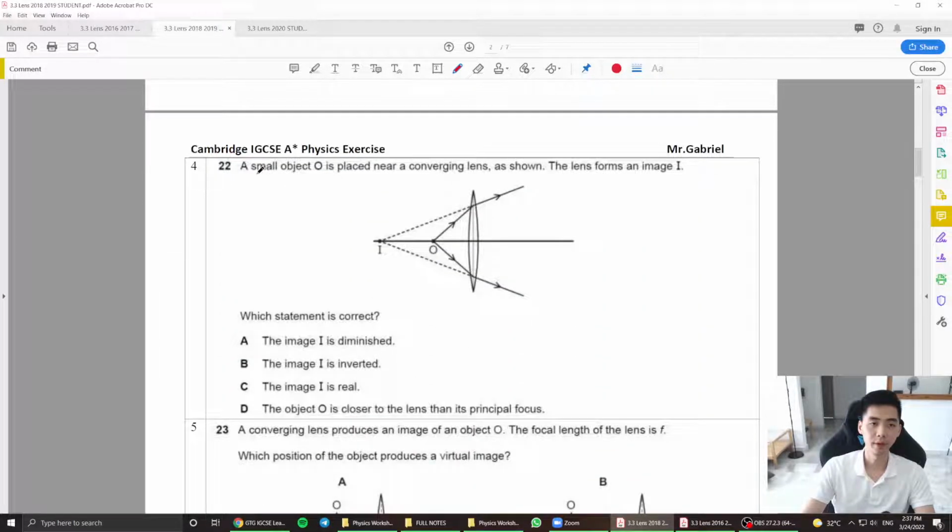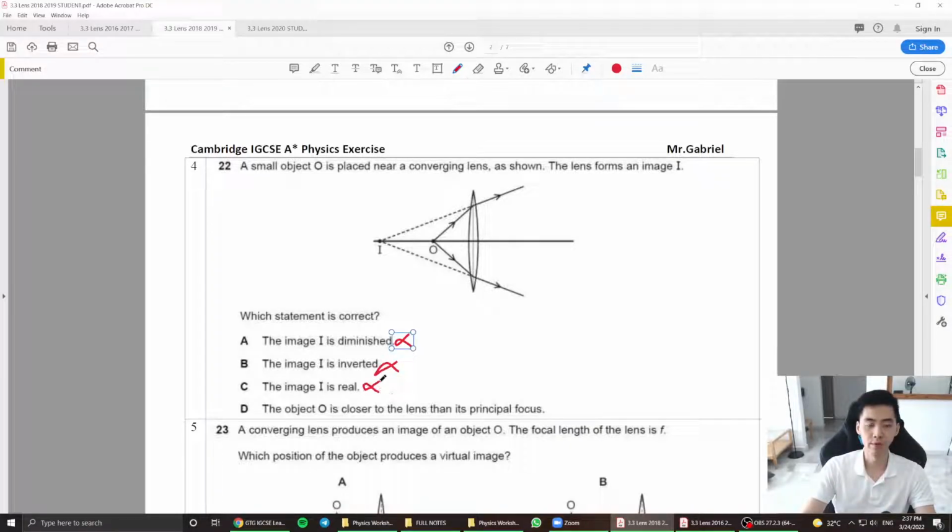Alright, then after that, a small object O is placed near a converging lens as shown. The lens forms an image I. The image and object are on the same side. So this most likely is a magnifying glass, right? Which statement is correct? Image I is diminished, definitely not true. Image I is inverted, magnifying glasses will not be inverted.